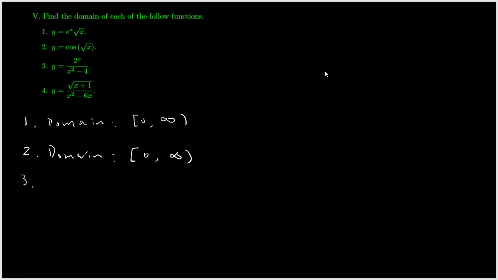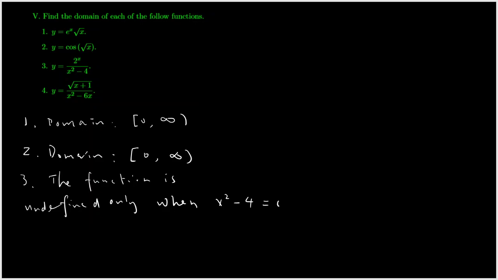In question number 3, the function, I do not even call it the function. Okay. The function is undefined only when the denominator is equal to 0. Now you call it the denominator. Okay, the denominator x squared minus 4 is equal to 0.